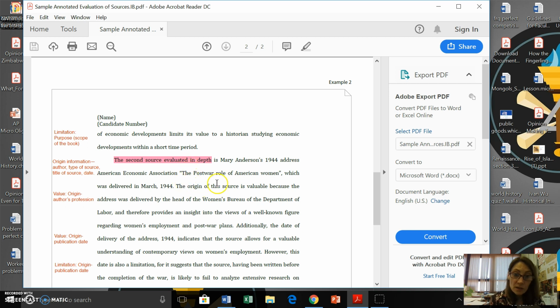The second source is an address, which is a primary source, so we see the student making a careful calculation of different types of sources, one with statistical data from a historian, one from somebody who is addressing the American Economic Association in 1944, and the name of the speech is The Post-War Role of American Women. So it fits into the topic, the question well, because we're looking at what is likely to happen with the role of women in the labor force.